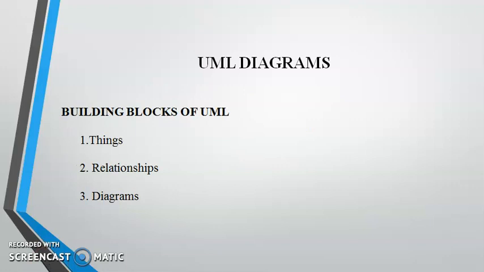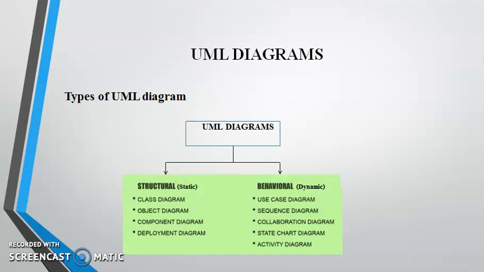These are the various building blocks of Unified Modeling Language. The first building block is things, second one is relationships, third one is diagrams. Next we see the types of UML diagram. These are all the diagrams which come under the UML diagrams. This UML diagram is categorized into two types. The first one is structural or static. The second one is behavioral or dynamic.